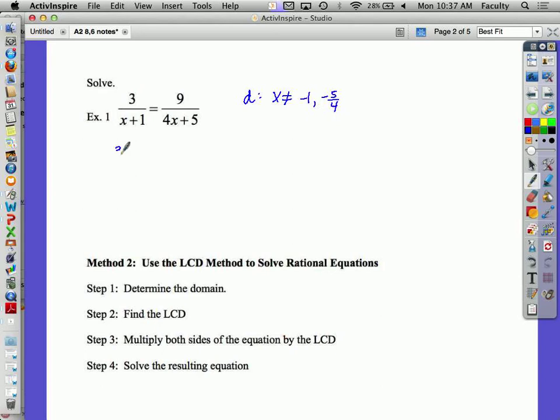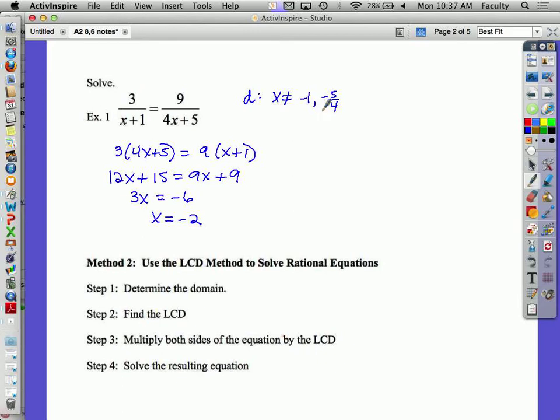Step 3 says cross multiply. You did that in Algebra 1, and then solve the resulting equation. Well, this one's a simple equation with one variable. So I can subtract 9x from both sides, and I can subtract 15, and I get x equals negative 2. Step 5 says check for extraneous solutions. What that means is you go back to the domain. If this had been x can't be negative 2, I couldn't have x as negative 2.